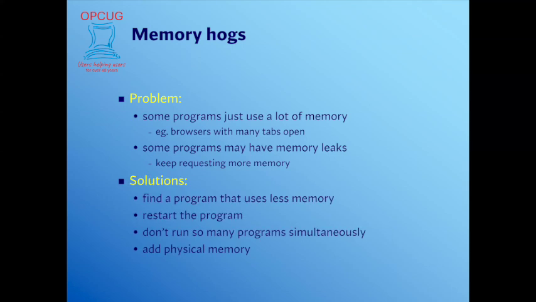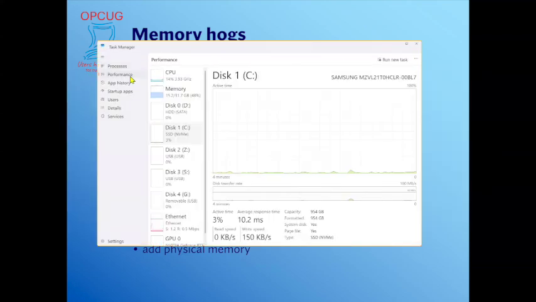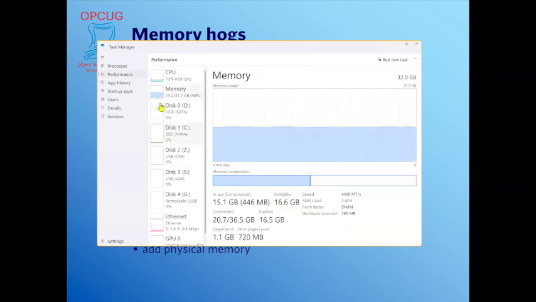So you can find a program that uses less memory, restart the program, don't run as many programs simultaneously, or add physical memory. So let's go back into Task Manager. And in this case here, we go back again. I'm sounding like a broken record, Performance. And in this case here, we're going to go to Performance, Memory.